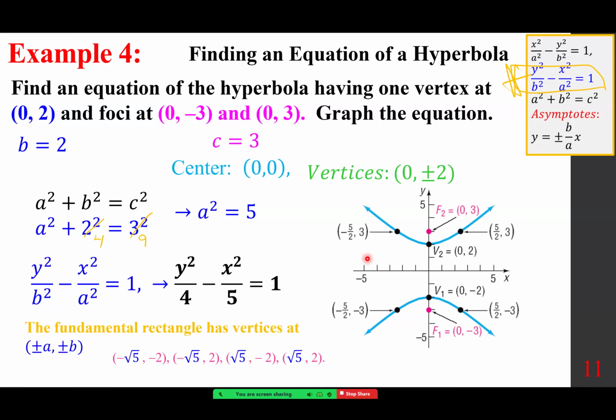Again, here's the x-axis, here's the y-axis, here's the transverse axis, here's the center. Here are the vertices at (0, 2) and (0, -2). Here's focus 1 at (0, 3), focus 2 at (0, -3), or focus 1 here, focus 2 here. Here's the graph. I'm going to leave it for you to draw the fundamental rectangle as well as the asymptotes.